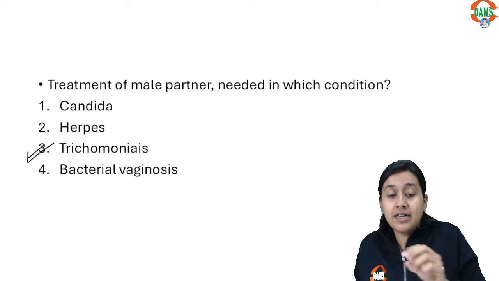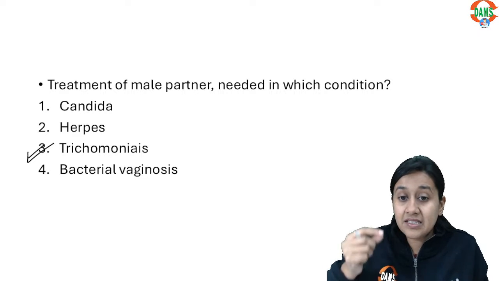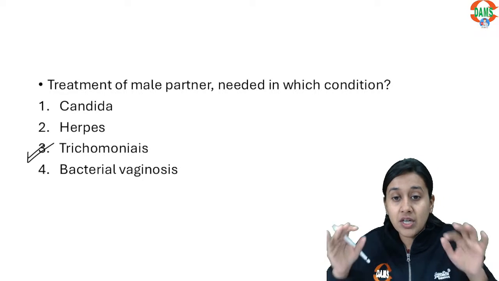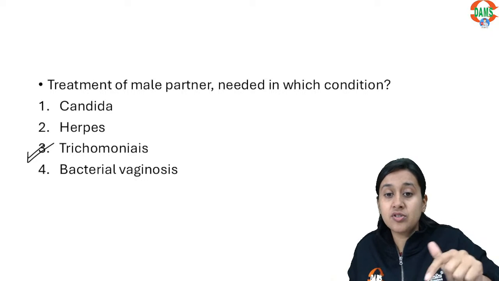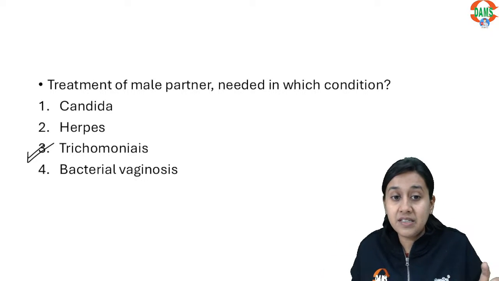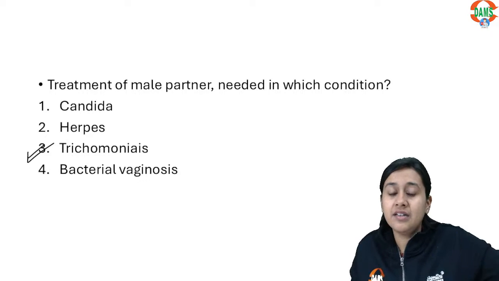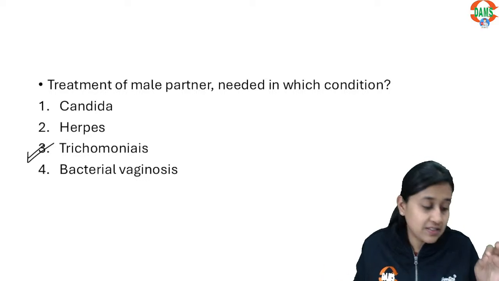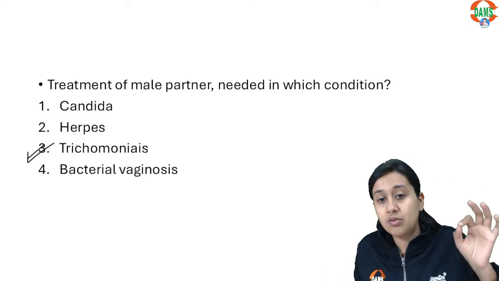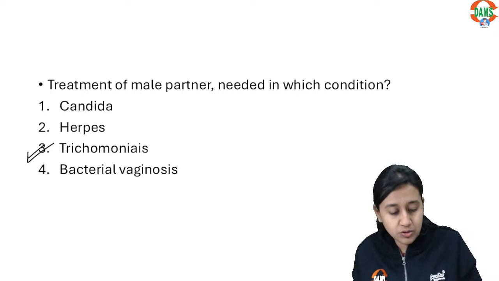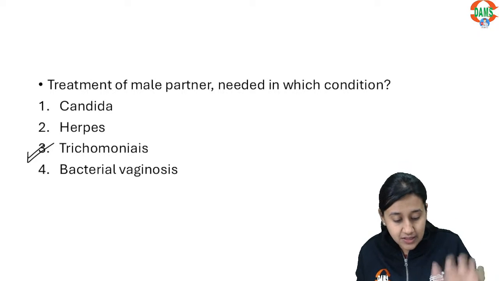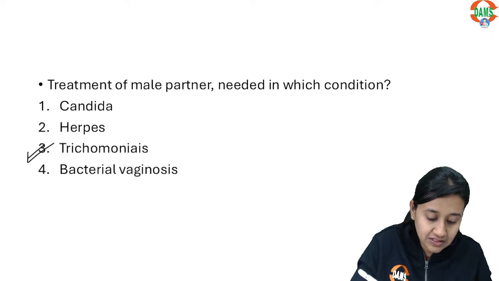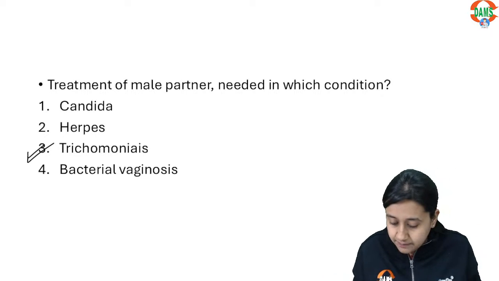Even in herpes genitalis, please remember, herpes has a tendency to recur without sexual intercourse, so it need not be preceded by sexual intercourse. If a person is affected by herpes, he or she can get recurrent infections without re-exposure. So please remember, in candida, herpes and bacterial vaginosis, we do not need to give partner treatment. In trichomoniasis, we treat the partner always. So the answer of this question is option number 3. Can I get a quick thumbs up from all of you if this is clear? I think it's an easy question which we got.